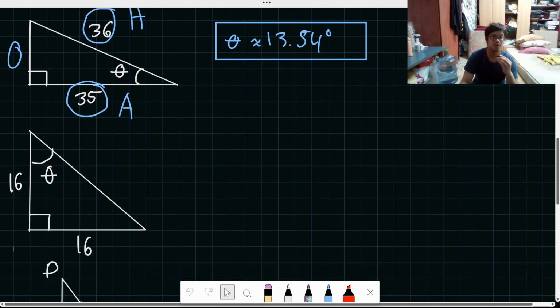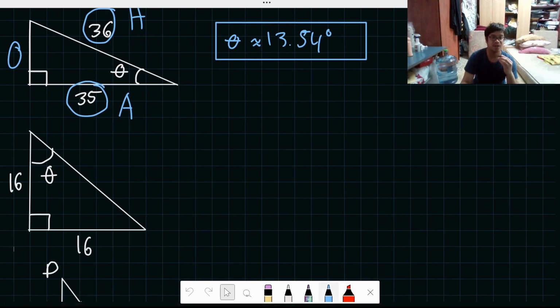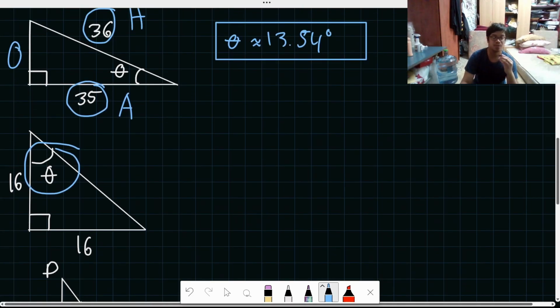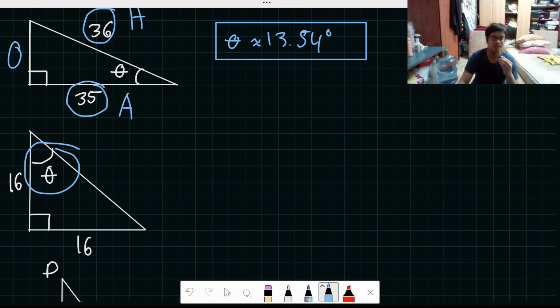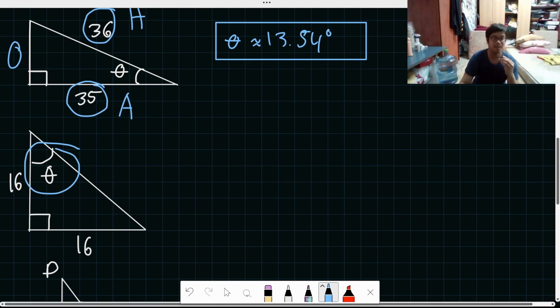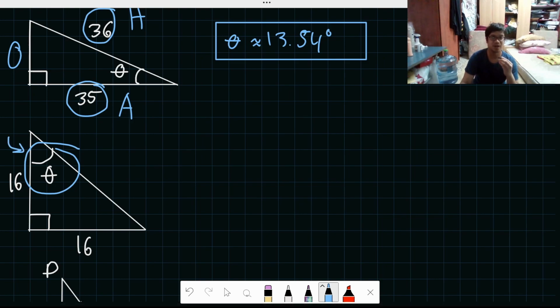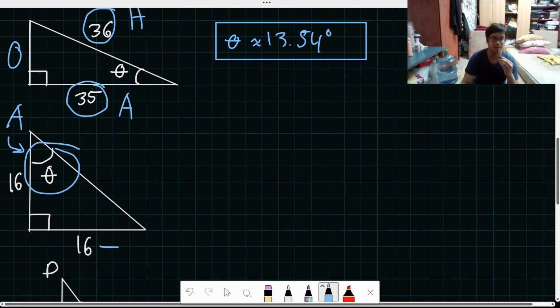All right, so let's find the given acute angle here. The given acute angle here is on the top. So what does it mean if the angle that we're referring to is on the top? The vertical side, or the height of the right triangle, would be your adjacent. And on the other hand, the base would become your opposite.